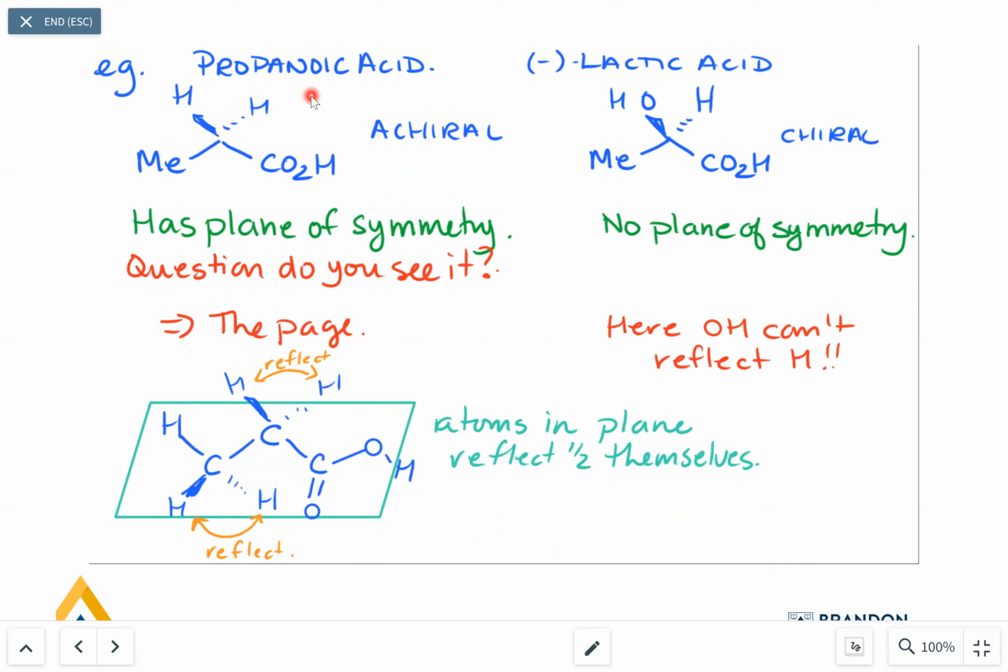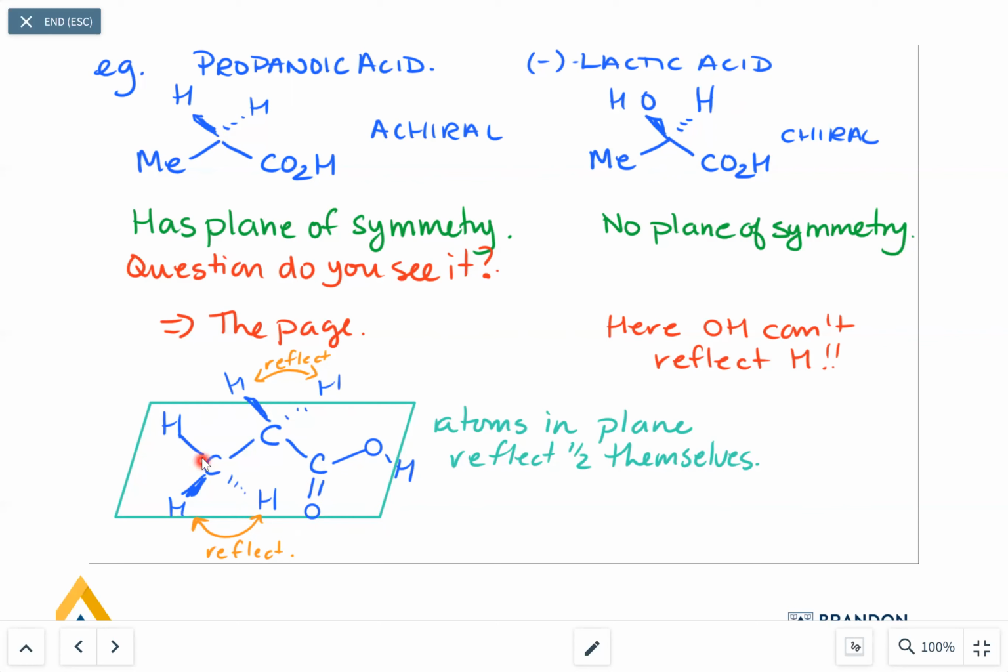So here's an example which fits nicely with what we just talked about. We've got propionic acid and lactic acid, like the previous example. The only difference between propionic acid and lactic acid is this hydroxyl group on this carbon. So on propionic acid, it only has 3 substituents, right? 1, 2, and then these 2 protons are the same. So it's achiral. Lactic acid has 4 different groups.